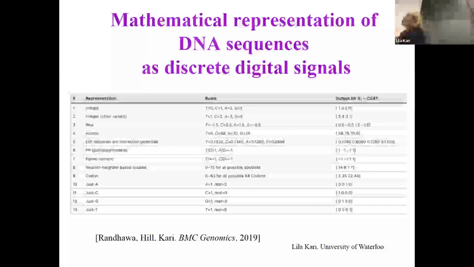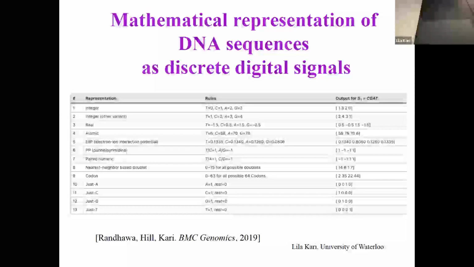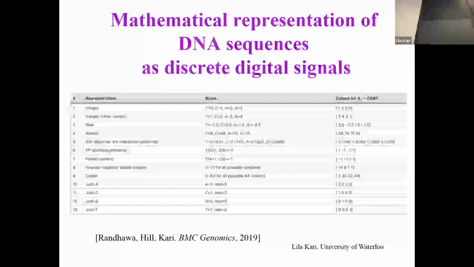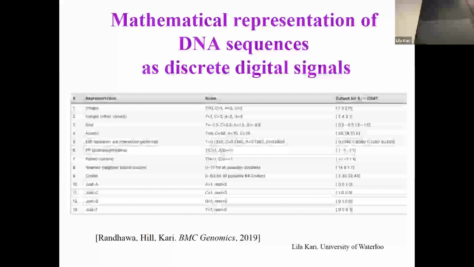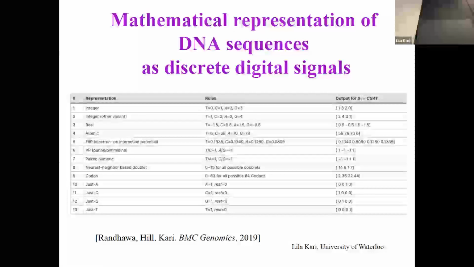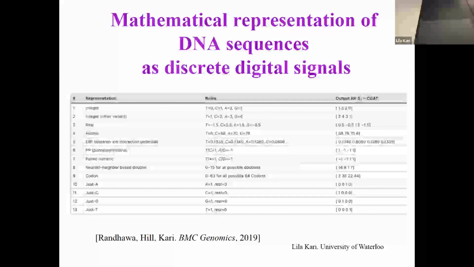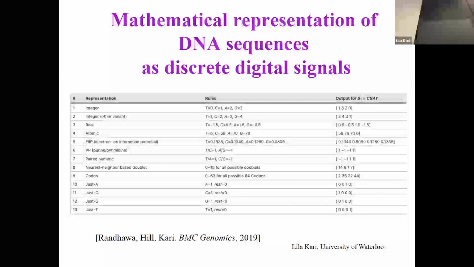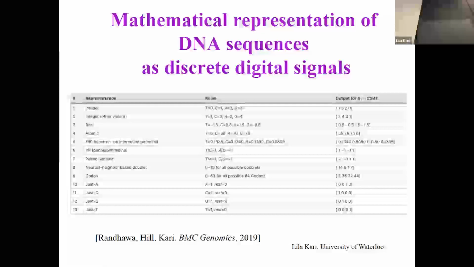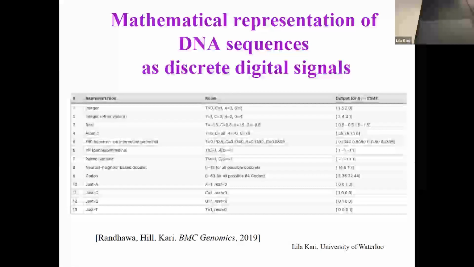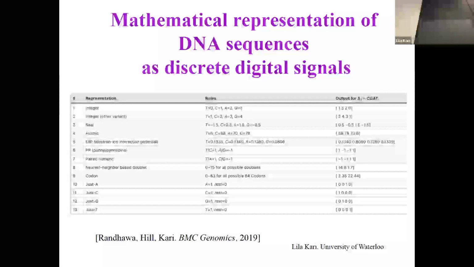Well, first of all, in the literature, there are many numerical representations proposed. For example, the first one, called integer, assigns T0, C1, A2, and G3, like a random assignment of numbers to the letters. Some other people went really specific. For example, this representation gives numbers equal to the atomic number of the nucleotide. Some others look at the electron-ion interaction potential and give numbers related to that. So we have either something that is meaningless or something that tries to capture some biological significance.